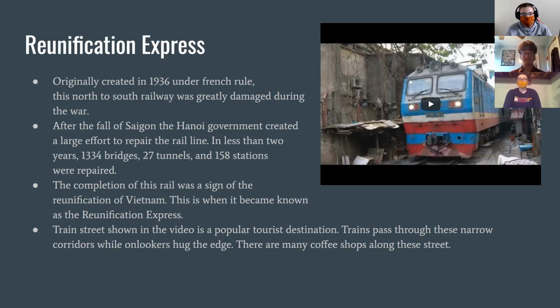Upon completion of this, there was a train that went the whole way of the rail, and that was really a symbol of the reunification of Vietnam, that a train was able to go from north to south or south to north. There's a very popular place in Hanoi called Train Street, where the train actually goes through right in the middle of the city. And this video will show you what it's like.